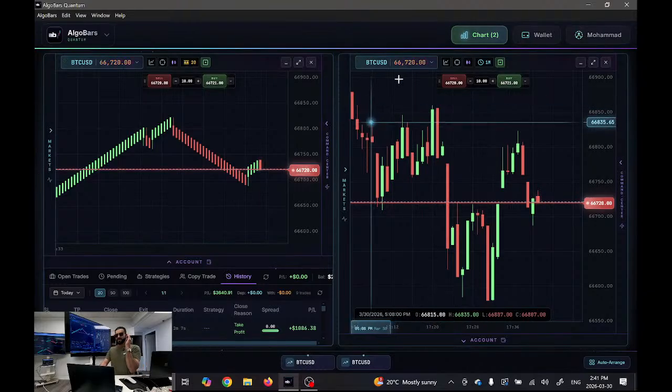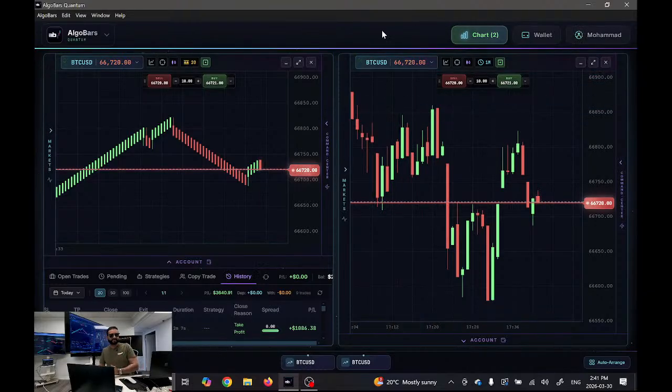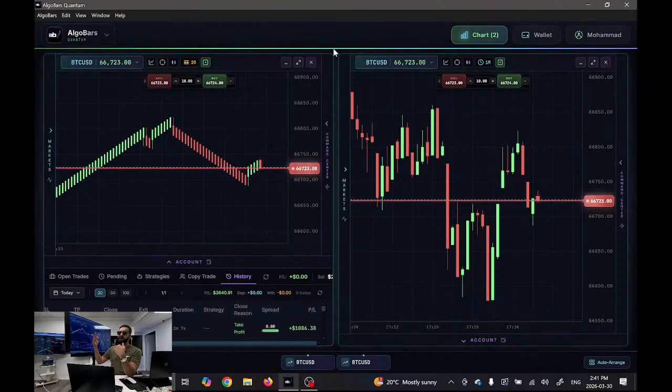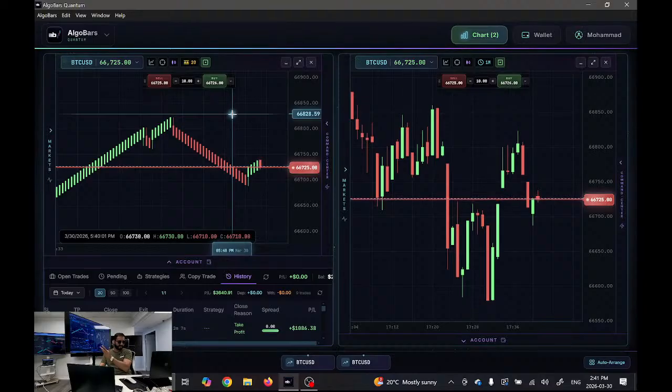So again, what are the steps to get started? Step number 1, go to AlgoBars.com. It's the world's most advanced trading platform, okay? And they have range bars, aka we have range bars.